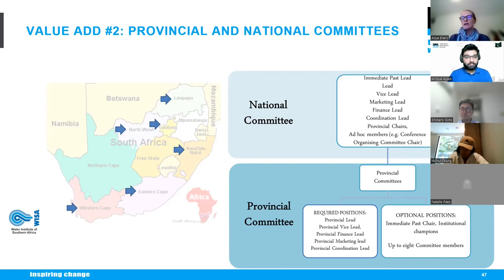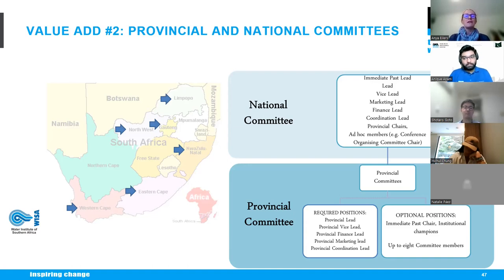And it depends year by year. At the moment, we have the provinces where the arrows are shown in blue. Those are the provinces that have active YWP chapters, and it changes based on whether people want to start it up and whether there's enthusiasm. But the provinces I've shown there have been the ones that have really been going strong since 2008, and have always had activities going.